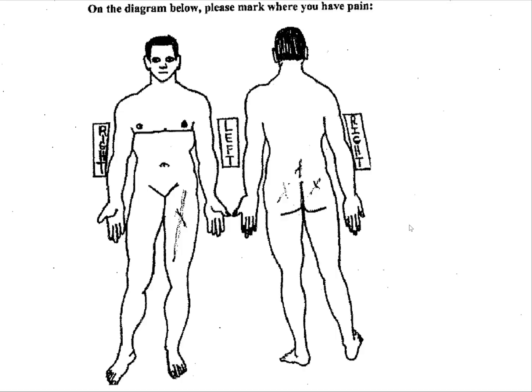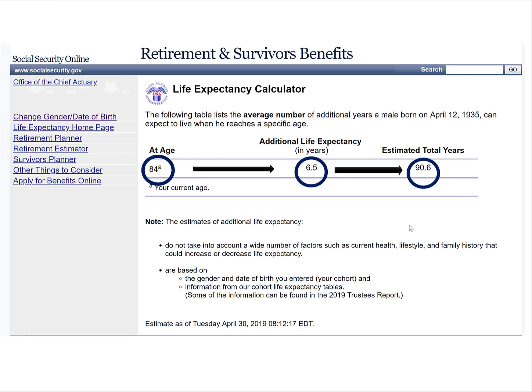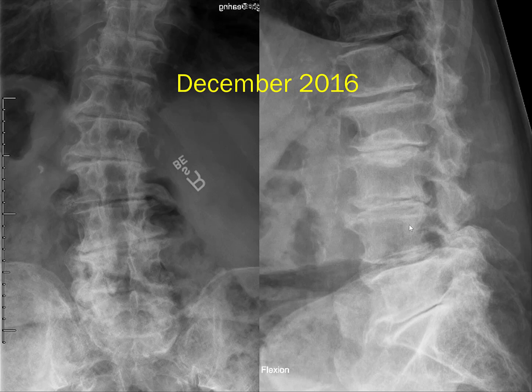So this is his pain diagram. I do pain diagrams on everyone who comes to the office, and it tells you something about the patient. And then the question is, at age 84, what's his life expectancy? If you look it up on the Medicare website, his life expectancy is 90. So he has 6 years to live, most likely on average.